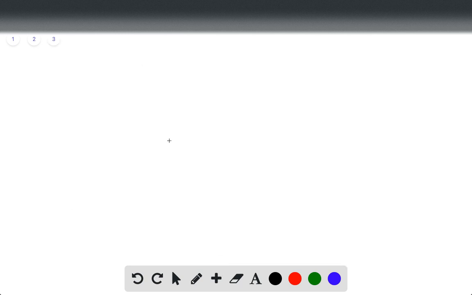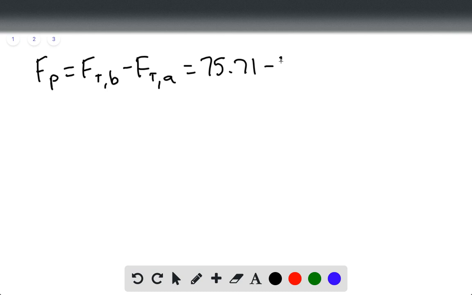And then part C is asking us to find the moment of inertia. Or rather, we can find the torque on the pulley and the moment of inertia. So we can say the force on the pulley is going to equal the force of tension B minus the force of tension A. This is simply from the free body diagram here. And this is going to equal 75.71 minus 49.55, and this is going to equal 26.16 newtons.